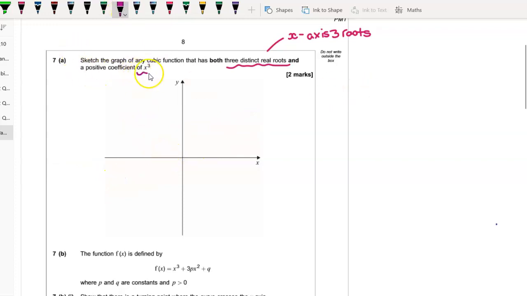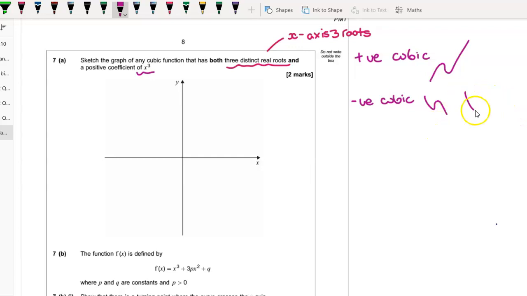And it's got a positive coefficient of x cubed. So that means the number in front of your x cubed is greater than 0. So 1x cubed, 2x cubed, so on. Right, so we all know that a positive cubic is a wee shape. Hey, do you remember that from year 1? A wee shape. And a negative cubic is the opposite shape.